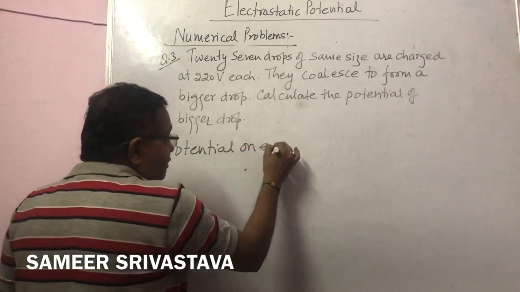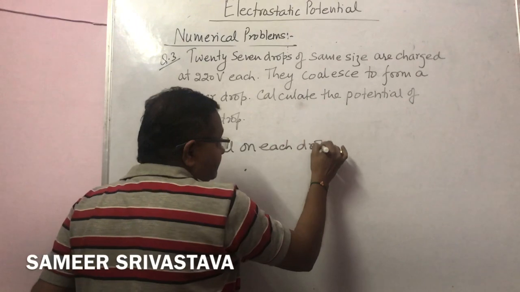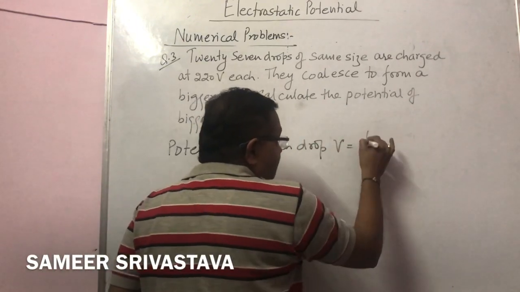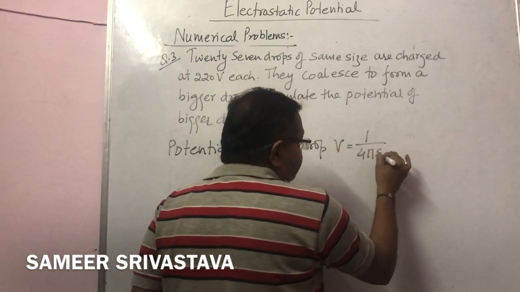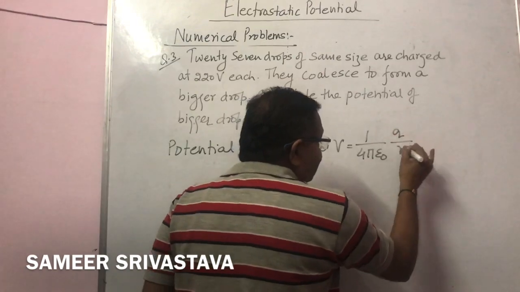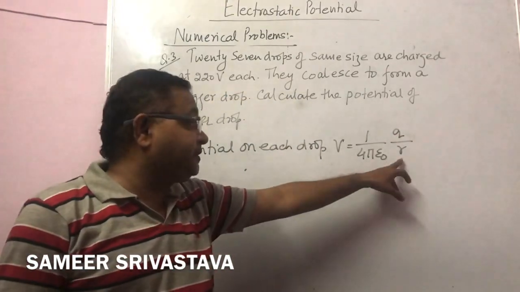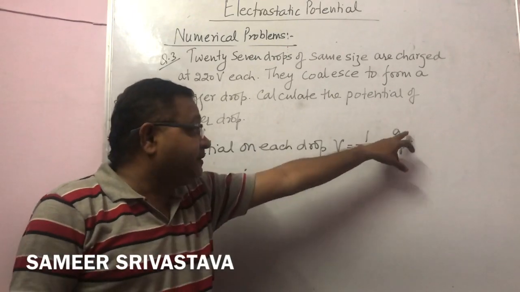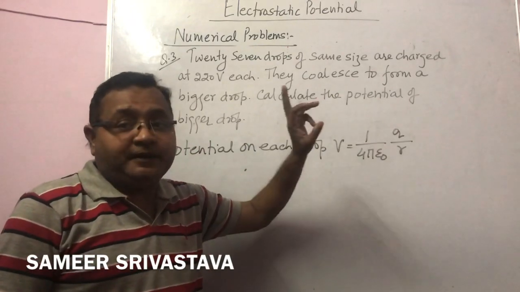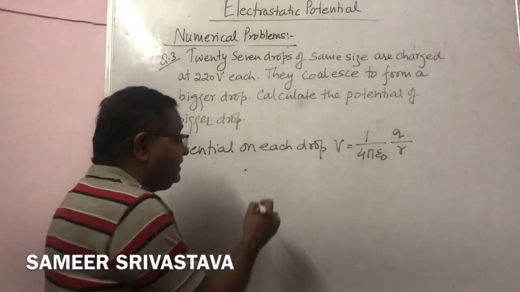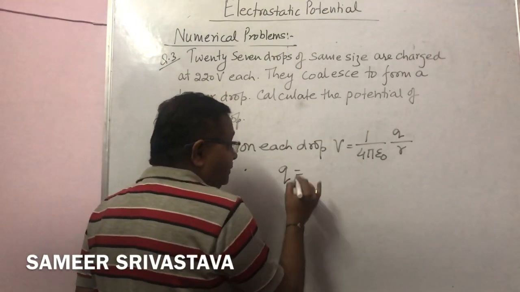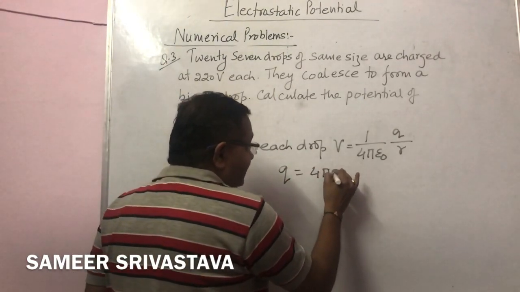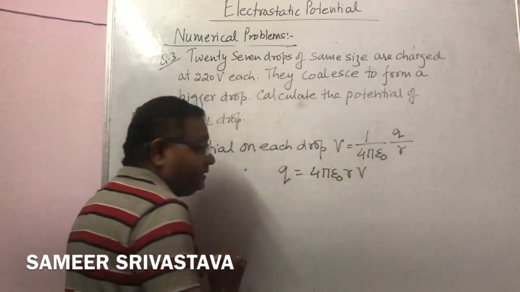Potential on each drop. Formula V is equal to 1 upon 4 pi epsilon naught q by small r, because the radius of a small drop is smaller, right? So from this equation we have to write the value of q in terms of V as q is equal to 4 pi epsilon naught RV.